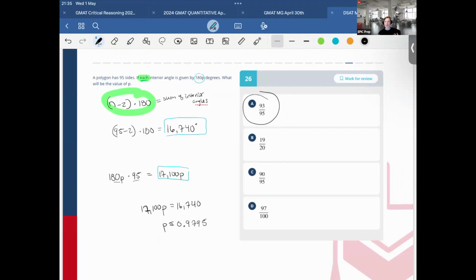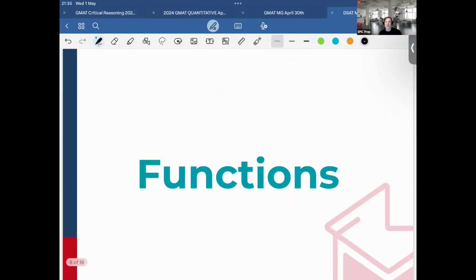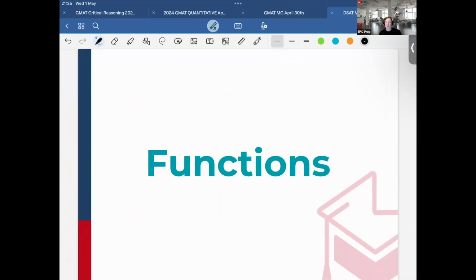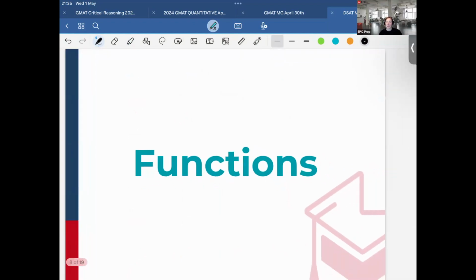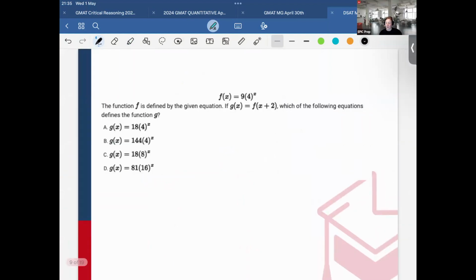Okay, so now the next concept, this concept is on every single exam: functions. I think you'll definitely see some function questions. Make sure you have them mastered. I'm going to go over the things you should know.